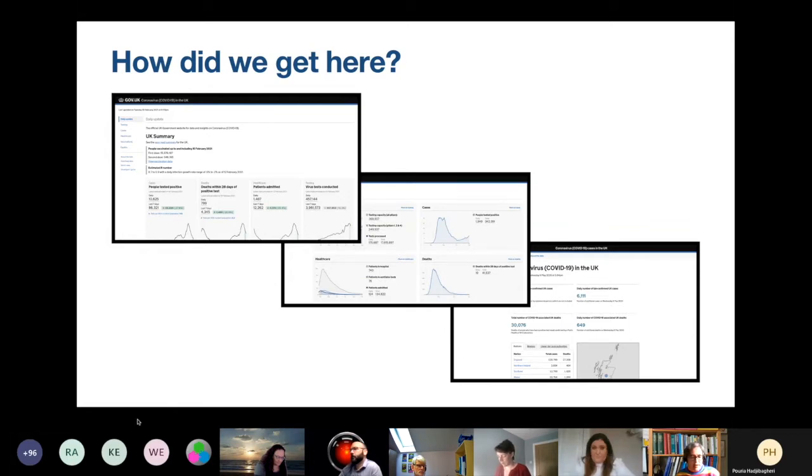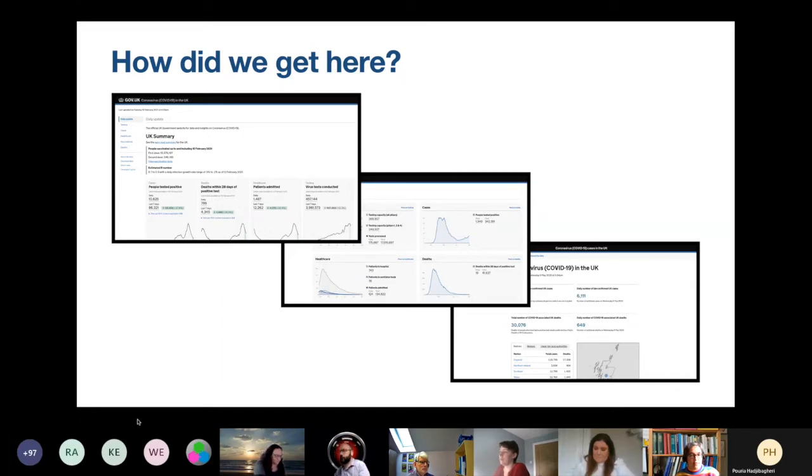So we launched that in June, July time. I think it started up a couple of days before the press briefing stopped, and the Prime Minister tweeted a link to it, and our traffic went through the roof, and it's kind of stayed like that ever since.